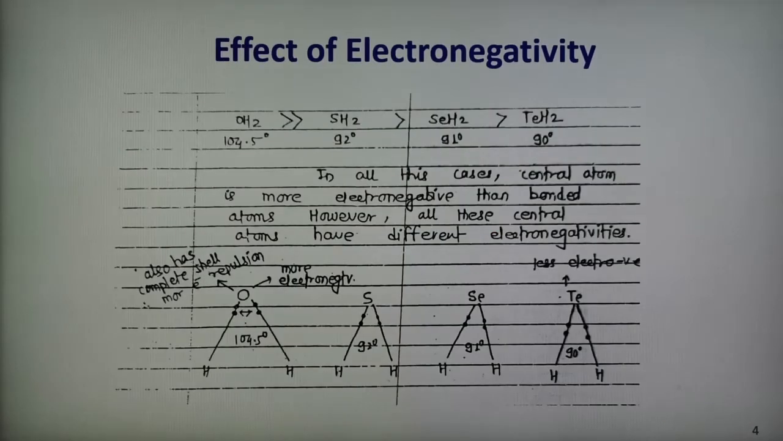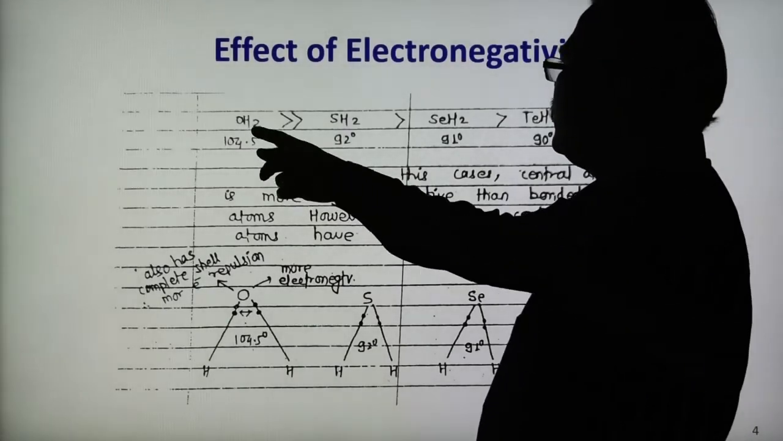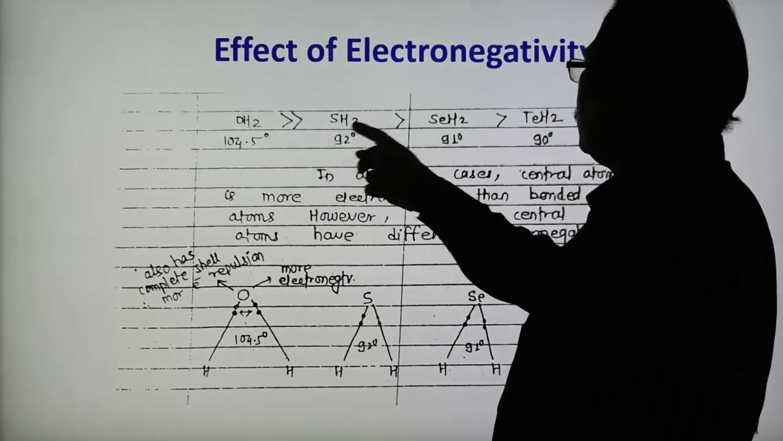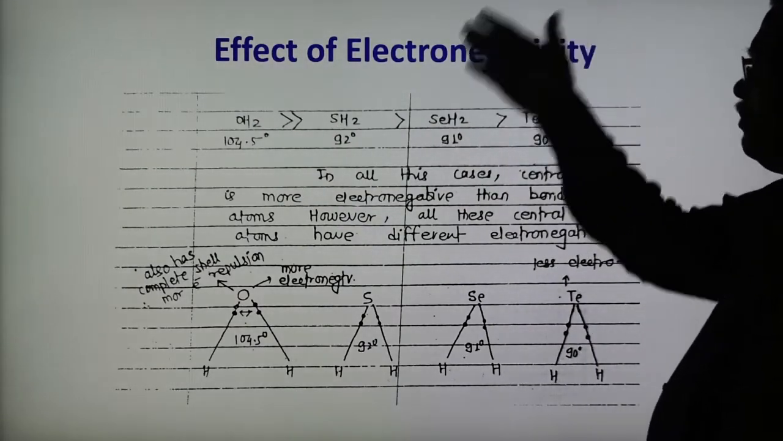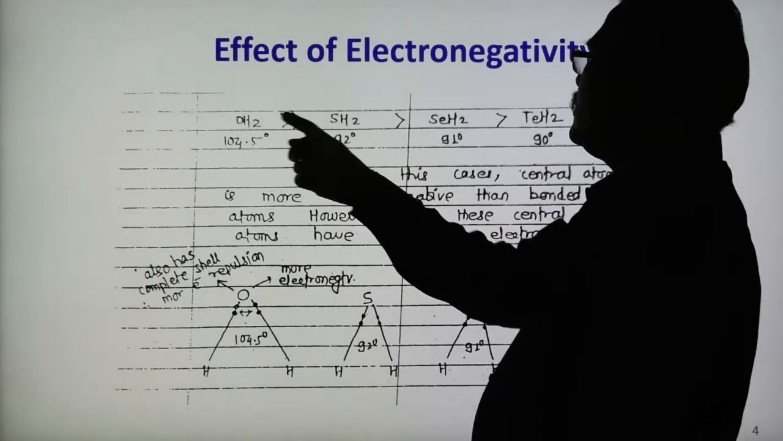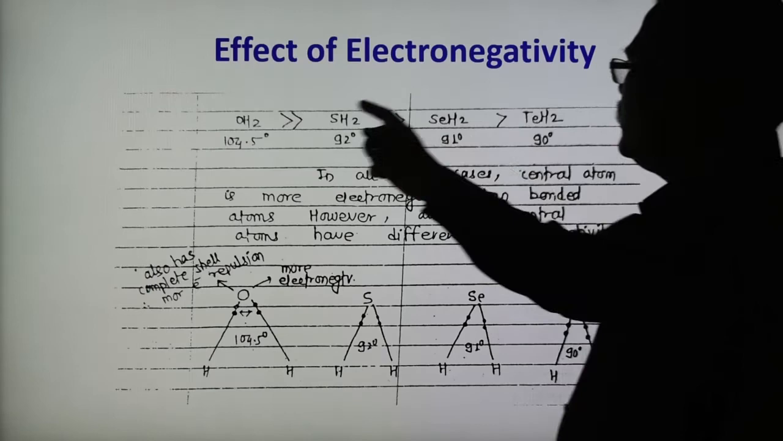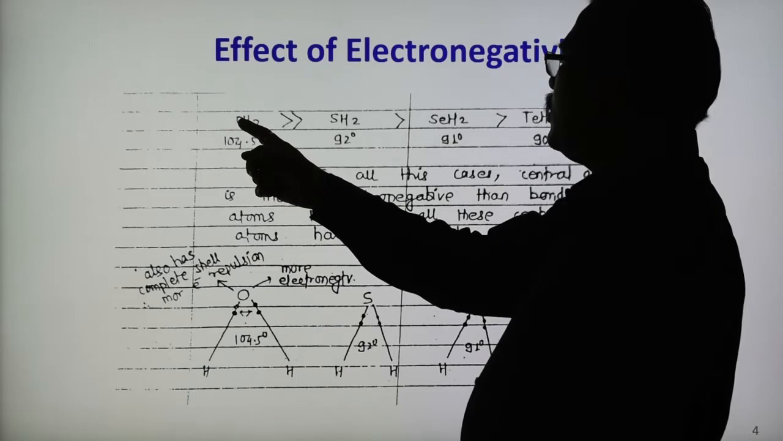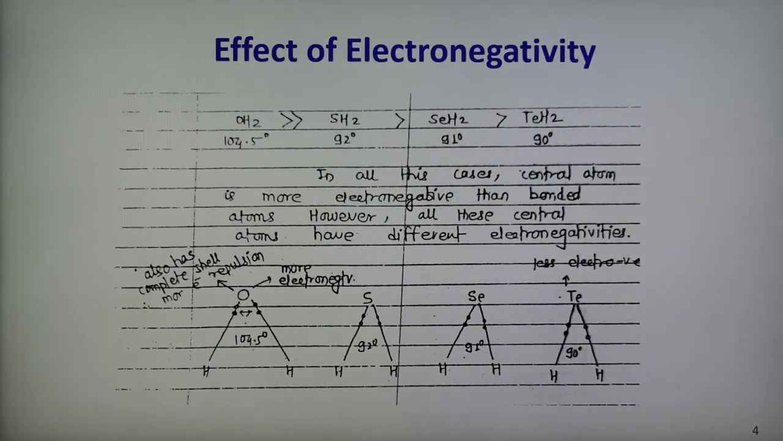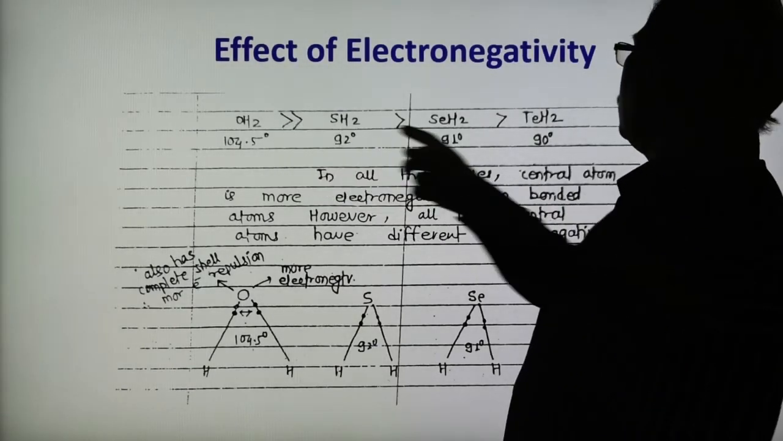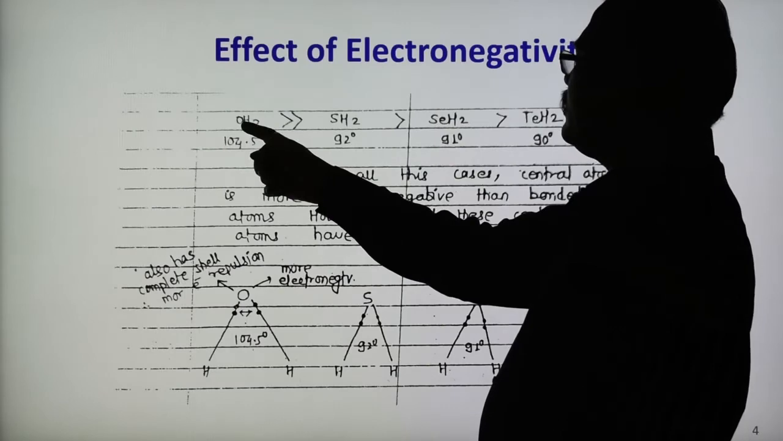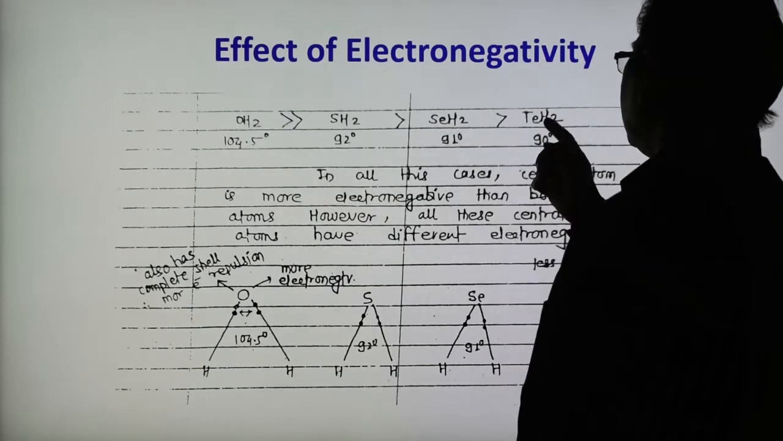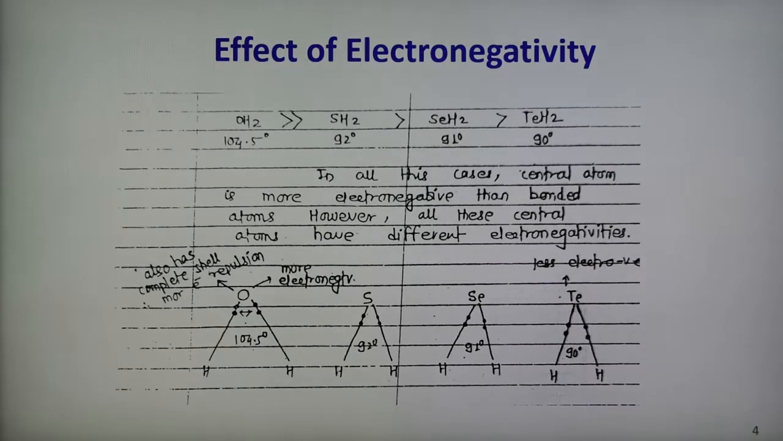Now there are some more examples. Depending upon the electronegativity, these are OH2, SH2, SeH2, the hydrides of the group elements oxygen, sulfur, selenium, and tellurium. Here the central atom is oxygen, sulfur, selenium, or tellurium. As the electronegativity of the central atom decreases, the bond angle also decreases. The greater the electronegativity of the central atom, the greater the bond angle, and if it is smaller, then the bond angle is less. This is one example shown here.